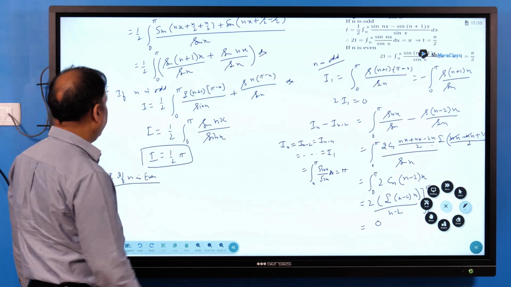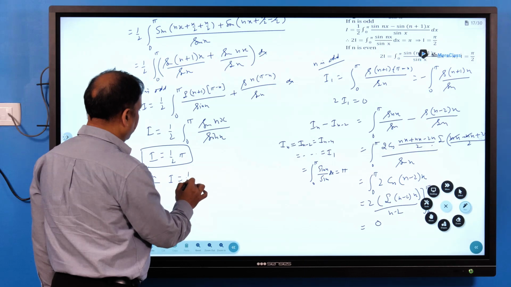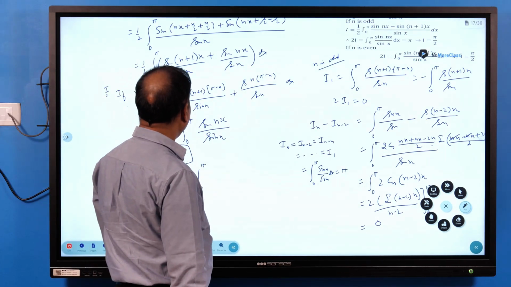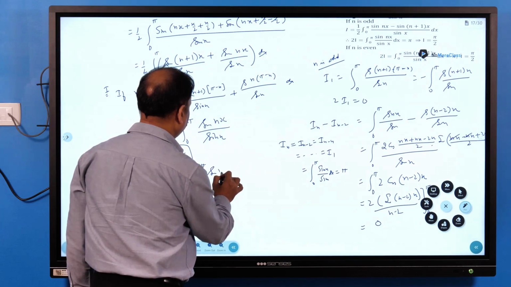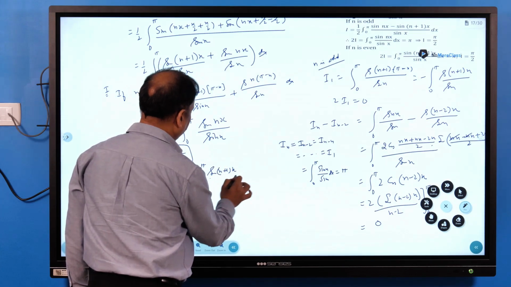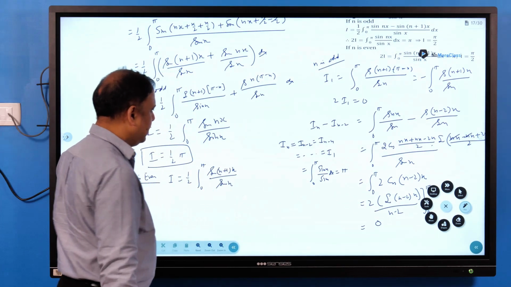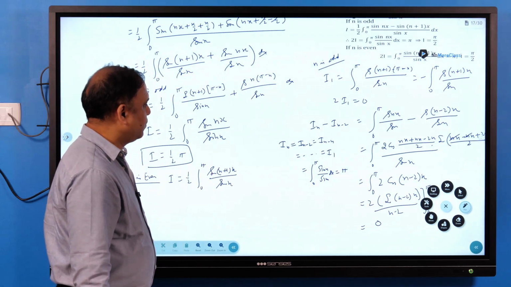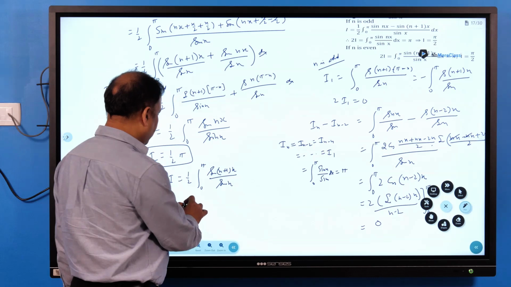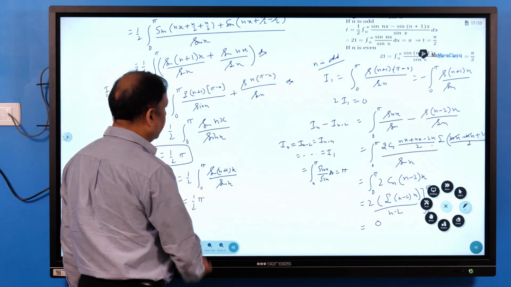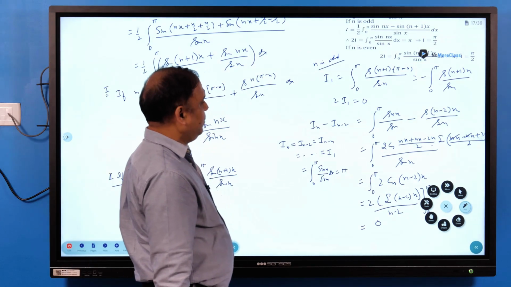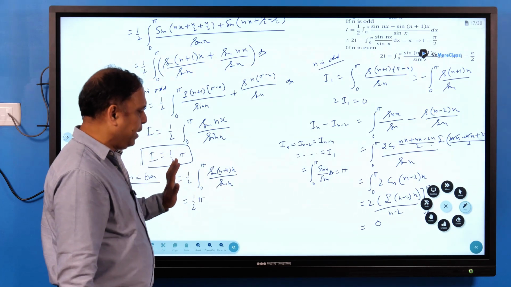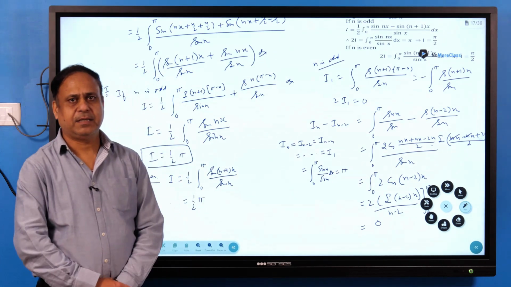So the second case, if n is an even number, then I will be equal to 1 upon 2, integral 0 to pi. Now what will be left? Sine((n plus 1)x) upon sine x. In the same way we can prove this also is equal to pi. So the answer will be 1 upon 2 into pi. So in the final case, whether n is even or n is odd, the answer will be pi by 2. That is the answer of this. Thank you.